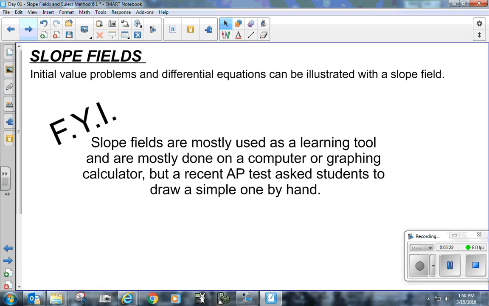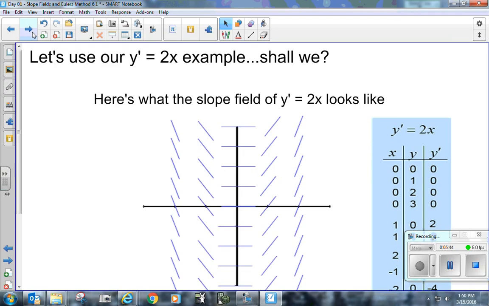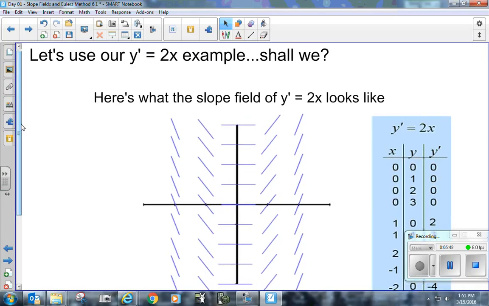A slope field is really just an axis, a grid where you just draw what the slope would look like in that corner. You don't even have to draw a graph. Just right in that corner, you draw a line showing what the slope would represent. But let me show you something. Let's use our example here, y prime equals 2x. We're going to use this to death here today. Here's what the slope field of this looks like.